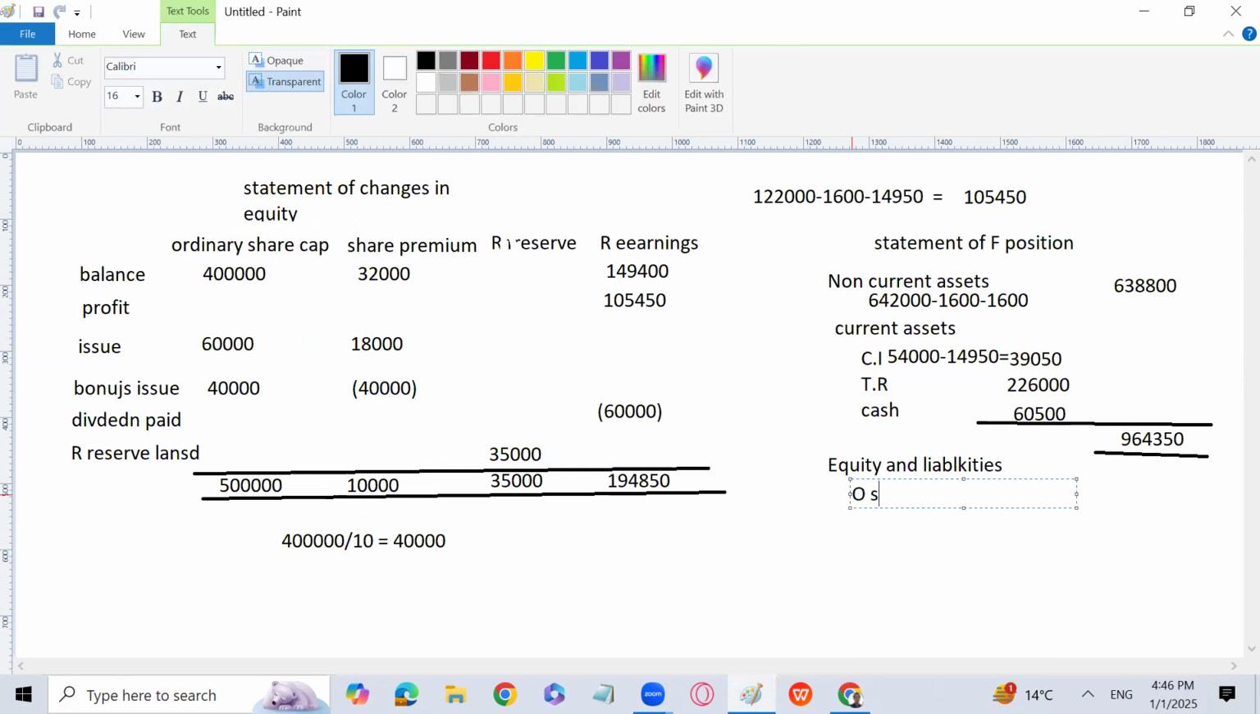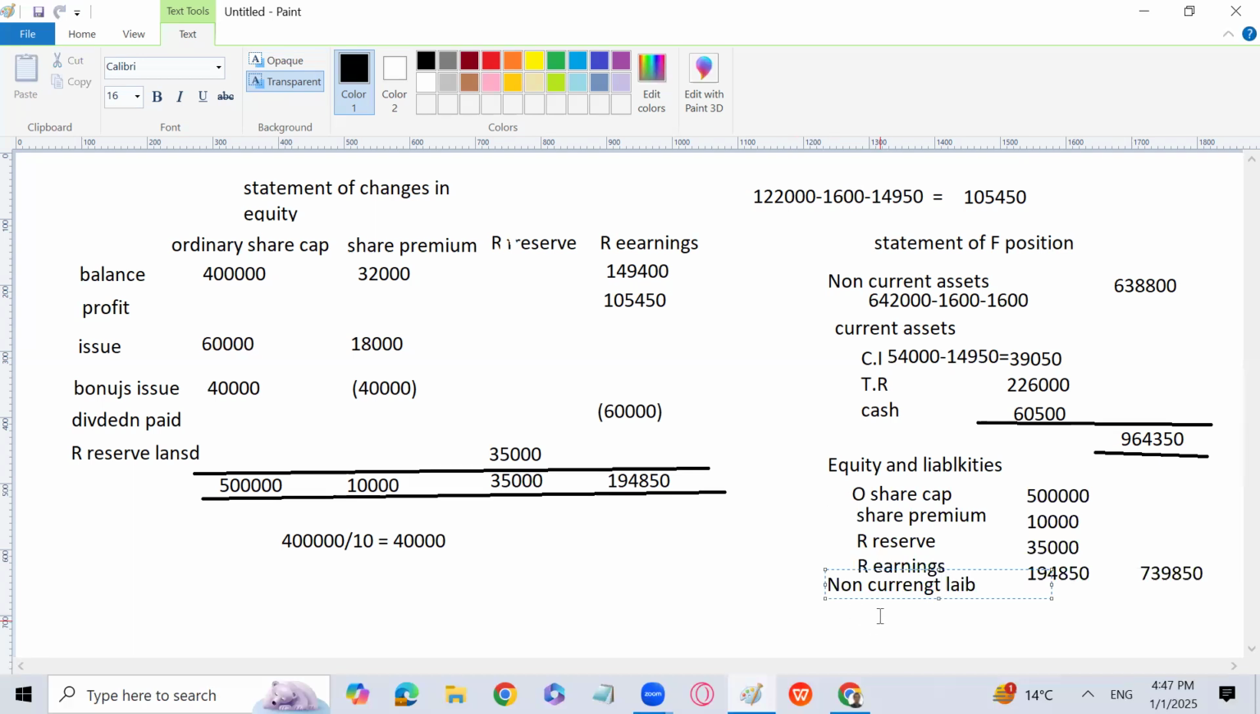So now I'm going to write the equity and liabilities section of the balance sheet. Spelling has done mistake, no problem for that. Ordinary share capital, then we will write share premium, and we will write revaluation reserve. There is no change in that because we have already calculated them in the statement of changes in equity. So ordinary share capital is going to be 5 lakh, share premium 10,000, revaluation reserve is 35,000, and retained earning is 194,850. Total is going to be 739,850.